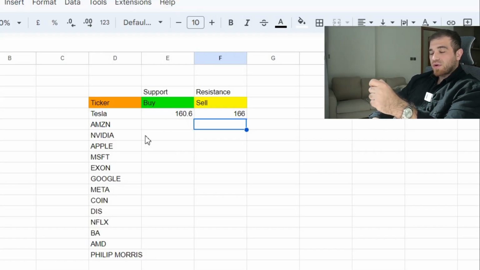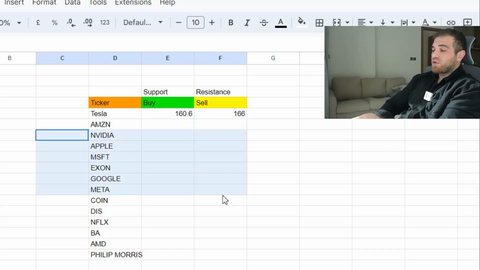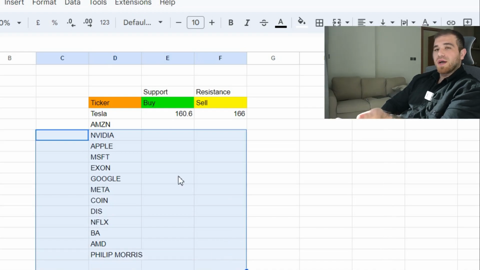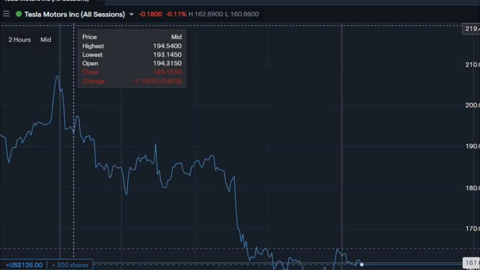If in case that trade becomes successful, well, I have the rest of these stocks that I've already populated. What you can do, guys, is populate everything and just wait for these levels. Okay, guys, so here is the trade.